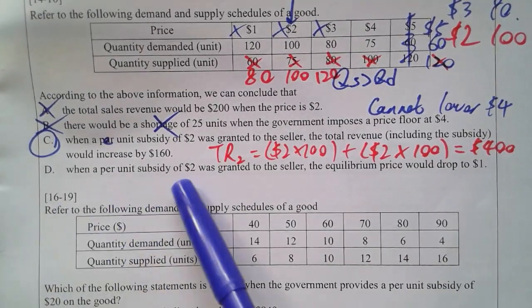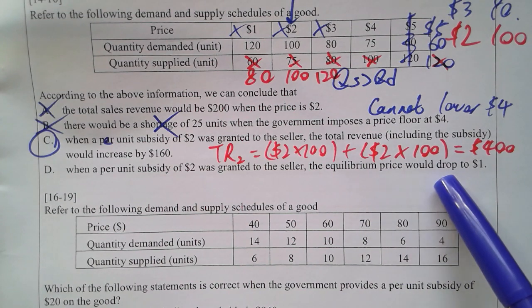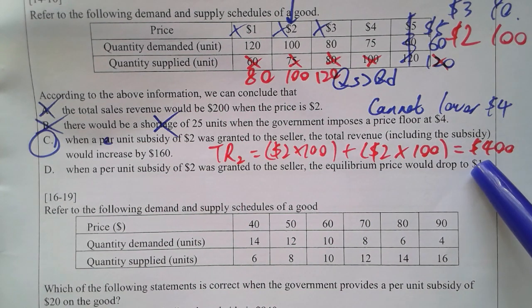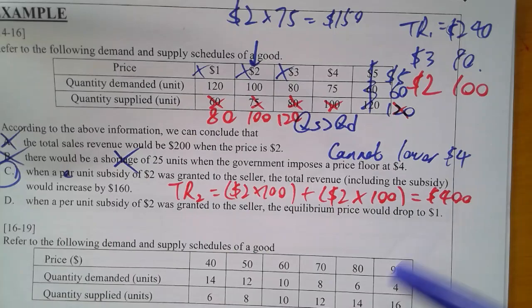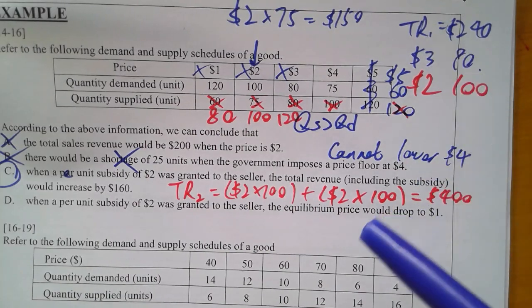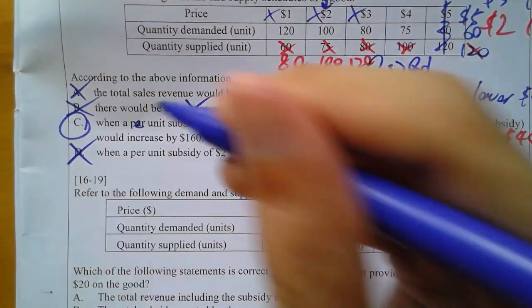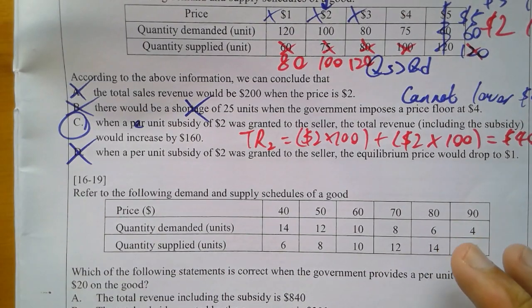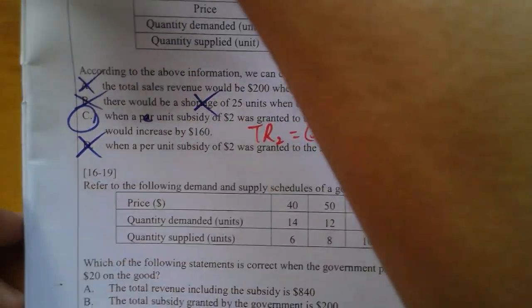Now, what about D? When the per unit subsidy, the equilibrium price would drop to $1. No, we know it should be $2, right? Not $1, right? So, unfortunately, this is not correct. Okay? Alright, let's continue. Now, moving on.